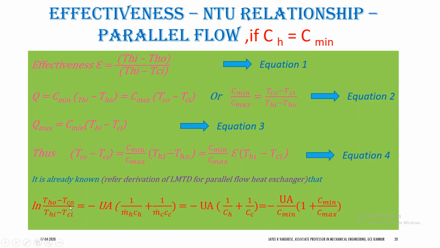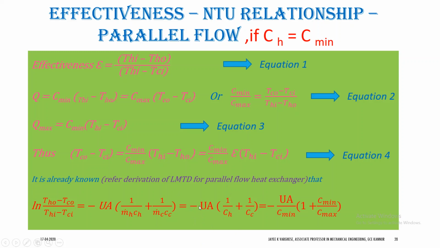ln[(THO minus TCO) divided by (THI minus TCI)] is equal to minus UA into [1 by CH plus 1 by CC]. So minus UA into [1 by CH plus 1 by CC].